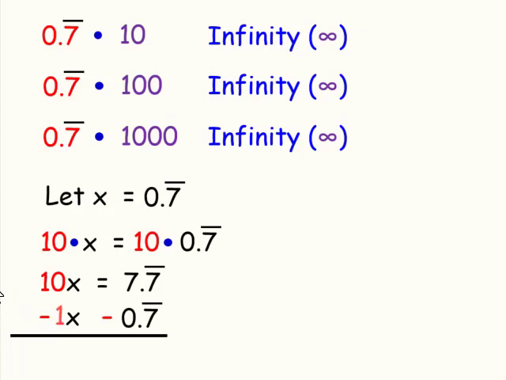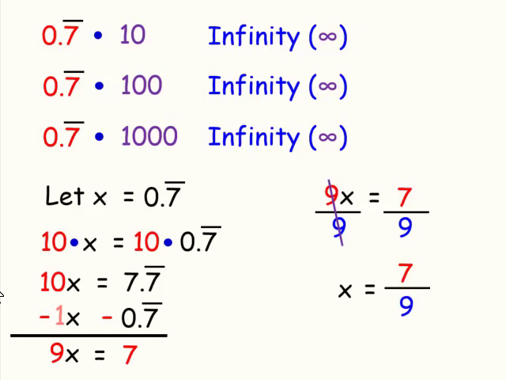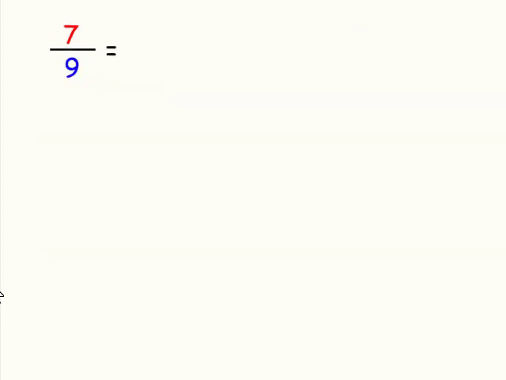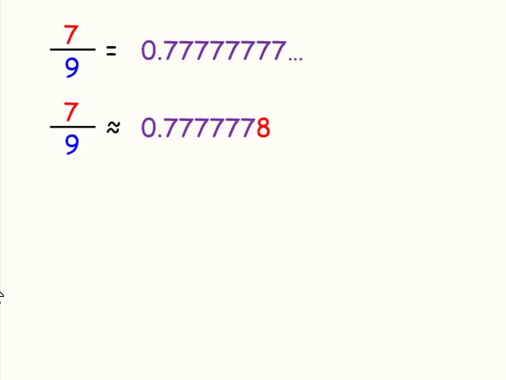We can subtract. 10 minus 1 is 9. 7.7 bar minus 0.7 bar is 7. We'll divide both sides by 9. The 9s will cancel on the left-hand side, leaving us x is equal to 7 over 9. 7 over 9, if you use the calculator, you would see that you get 0.777777 forever. But your calculator approximates, it will round at the end.